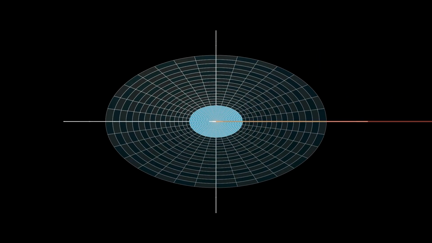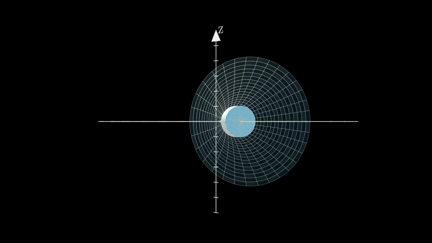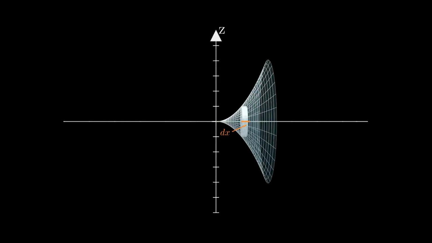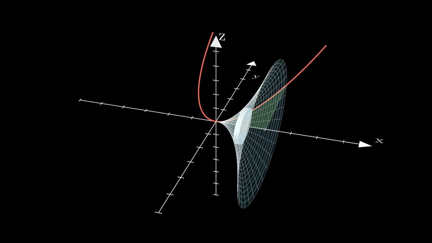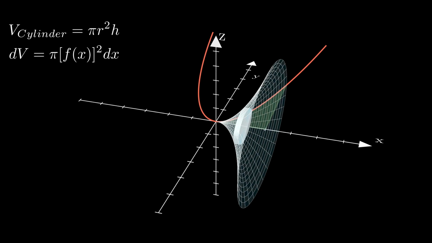Each little cylinder has a radius of f of x, which comes from the height of the little rectangle that revolves to form it. The cylinder also has a height of dx that comes from the thickness of the rectangle. With those facts established, we can now find the small amount of volume that we will call dV of each little cylinder. Using the formula volume equals pi r squared h for the cylinder gives a value of dV equals pi times f of x squared dx in general terms.